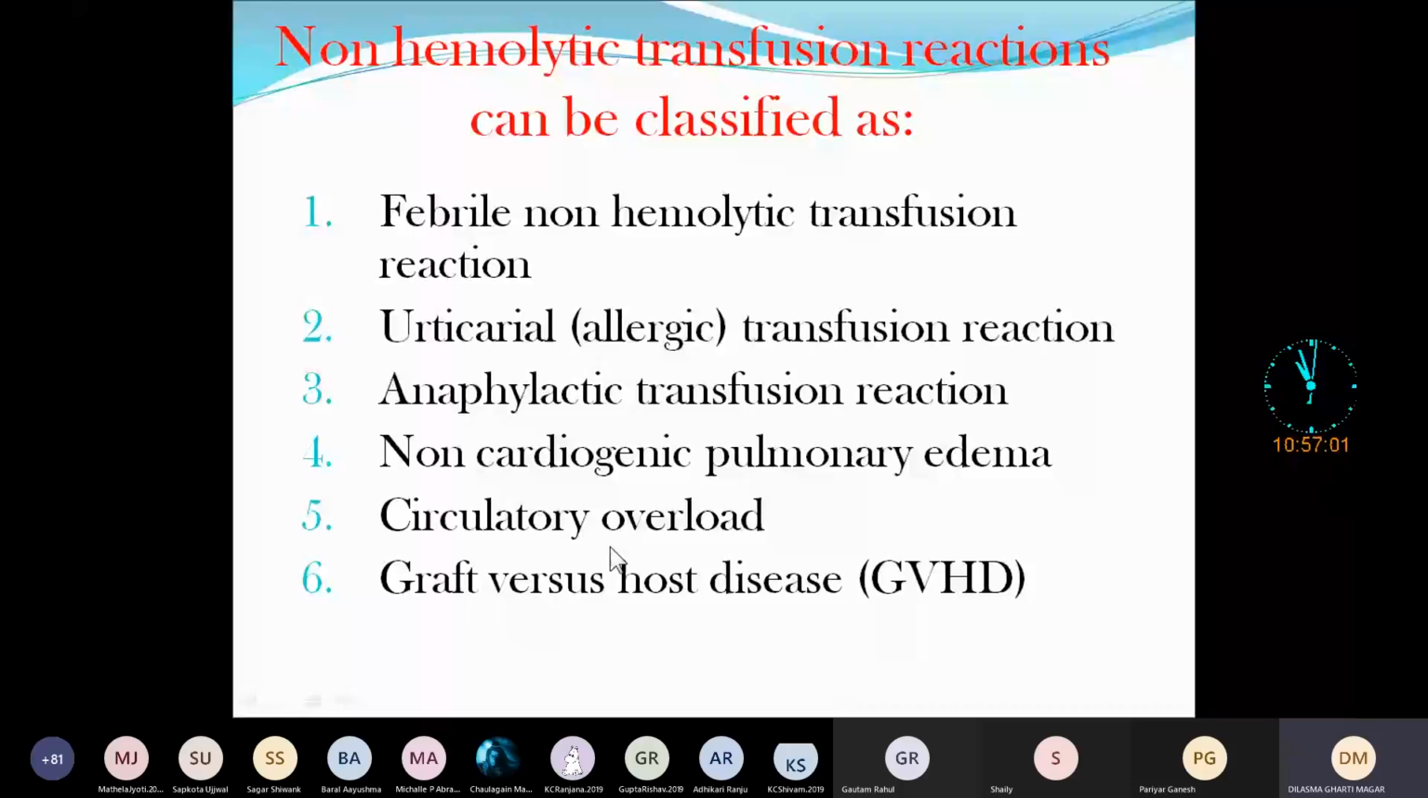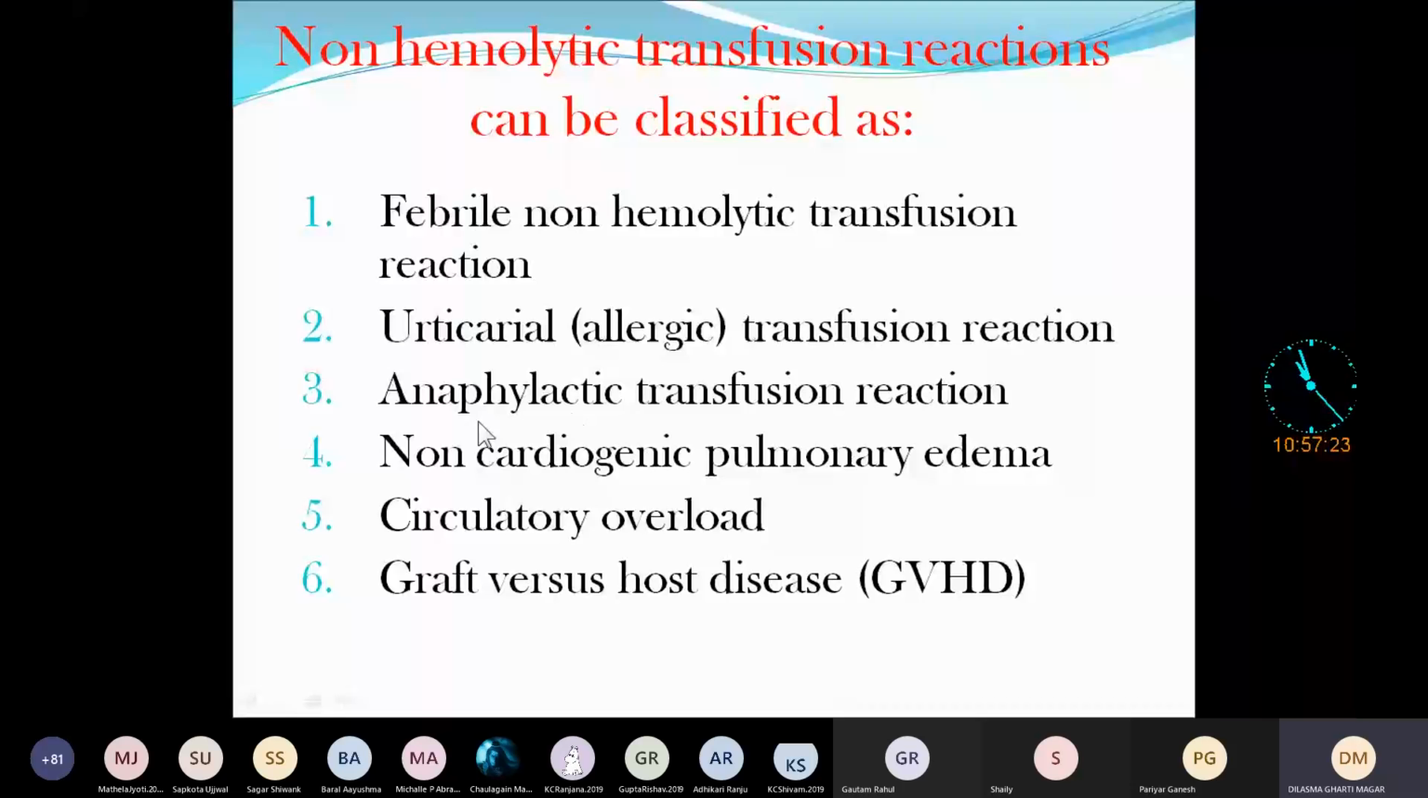So under non-hemolytic transfusion reaction, it can be classified as the febrile non-hemolytic transfusion reaction, where the fever will be there. Another one is urticarial or the allergic transfusion reaction. And the third one, you see, anaphylactic transfusion reaction. So much allergy is there, so it can lead to the anaphylactic reaction. That is the anaphylactic transfusion reaction.